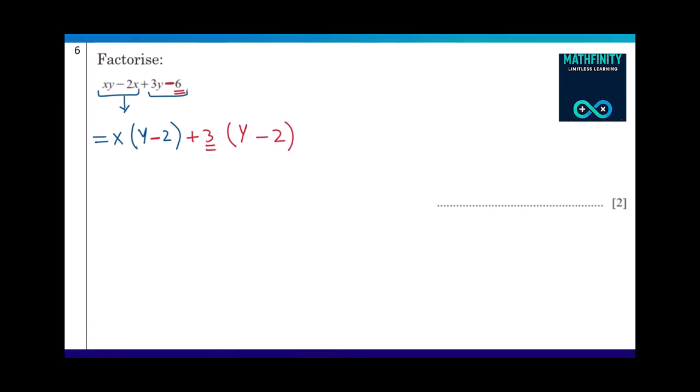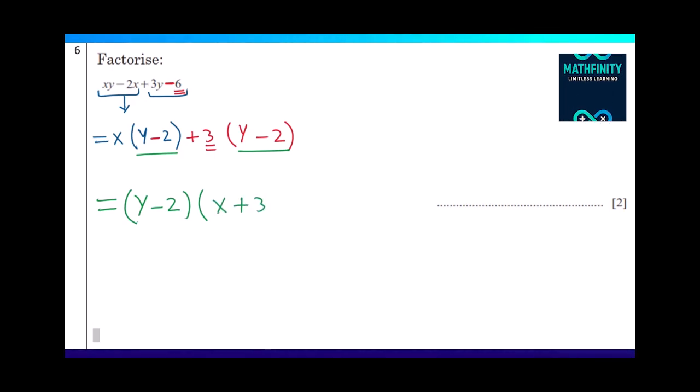After this, you will check that your brackets are the same. This one and this one, these two brackets are the same. So we did everything correct. We have to write y minus 2, and in another bracket, we have to write x plus 3. This is the answer. These are the required factors of the given question.